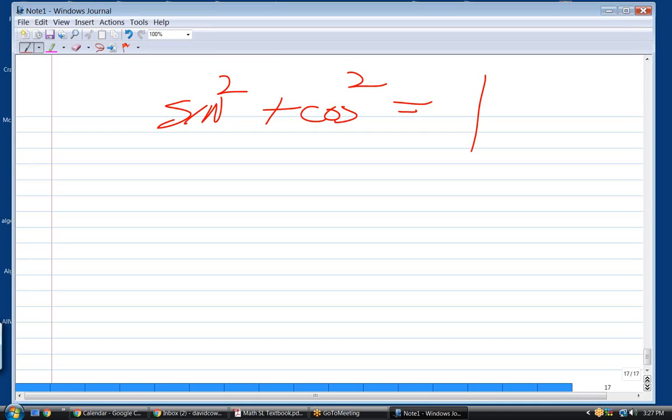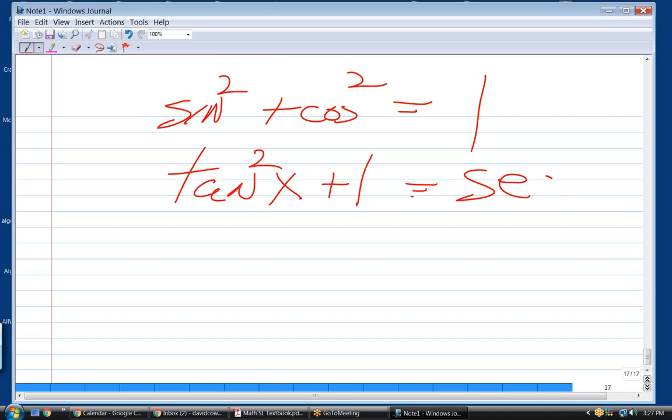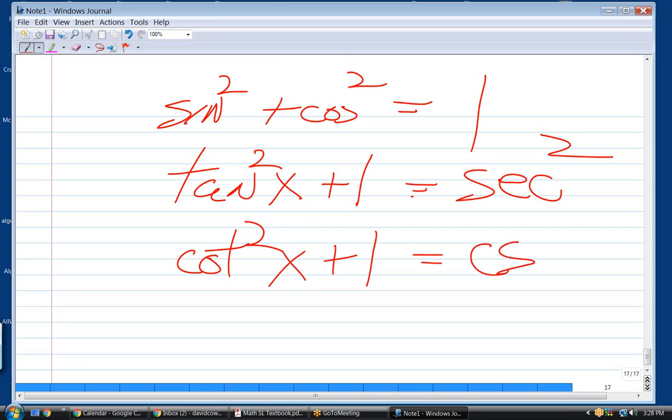What's the second Pythagorean identity, involving tangent? Tangent squared x plus 1 equals secant squared. Then cotangent. All of your Pythagoreans are squared. There's nothing that's not squared here. Then cotangent squared x plus 1 equals cosecant squared.